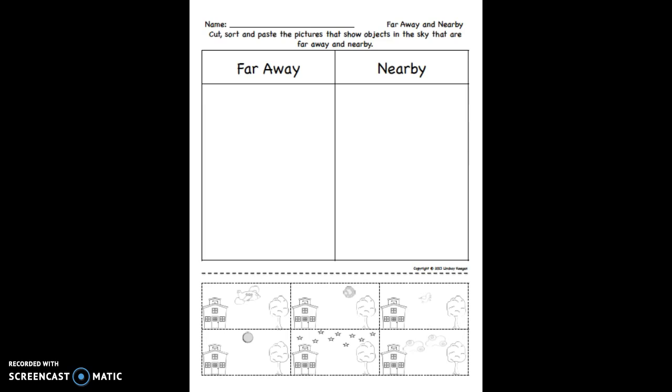Welcome back. Okay, this worksheet is all about showing your teacher that you know what items are far away and nearby from when you're standing on Earth. The directions say cut, sort, and paste the pictures that show objects in the sky that are far away, that means they're in outer space, and nearby, that means they are here close to Earth.